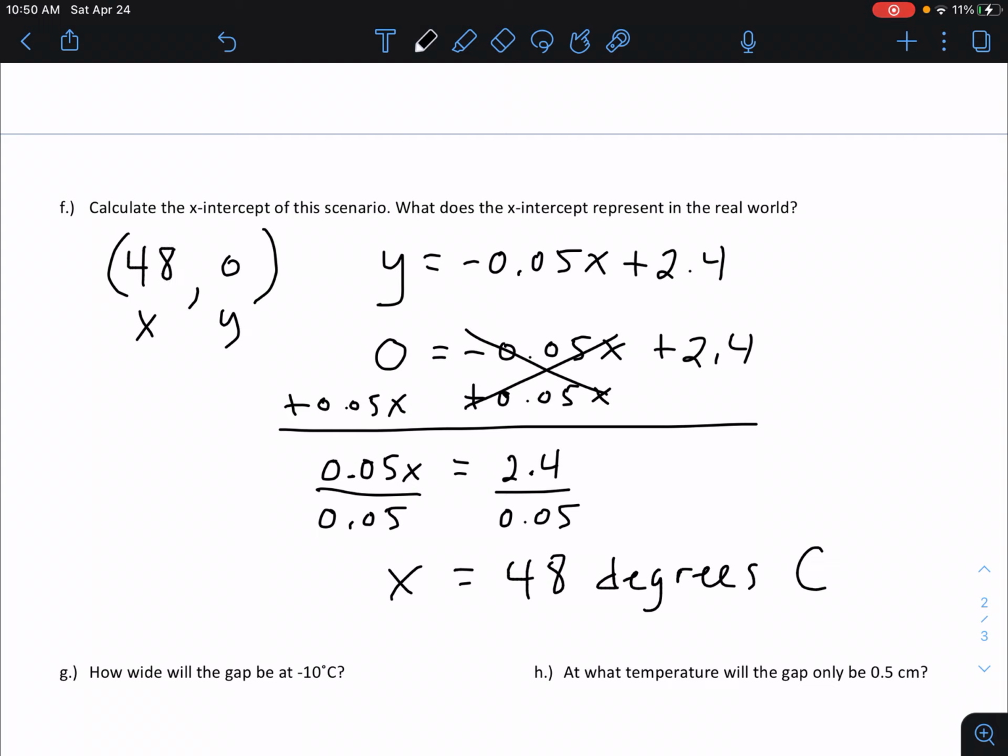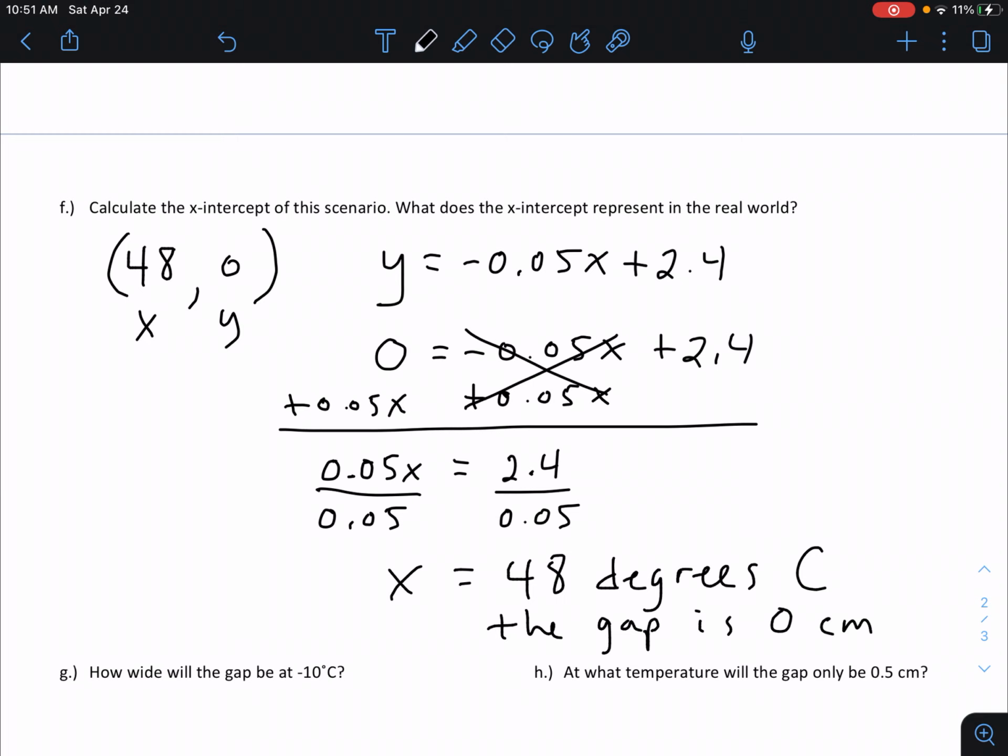So what this is saying is that when it is 48 degrees Celsius, the gap is completely closed. It's 0 centimeters. There's no gap, so the bridge has completely come together. So that means that if it goes up to 49 degrees or 50 degrees, it is possible that something's going to happen to the bridge because there's no more room for it to expand. So it might end up getting damaged in some way.